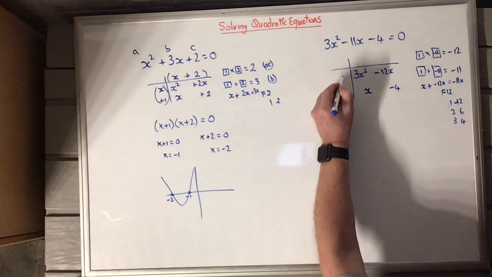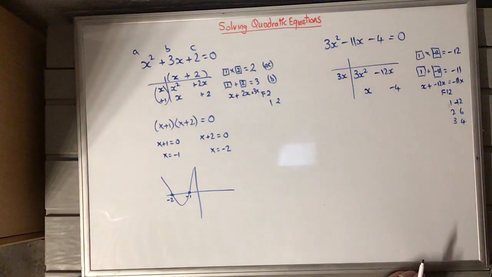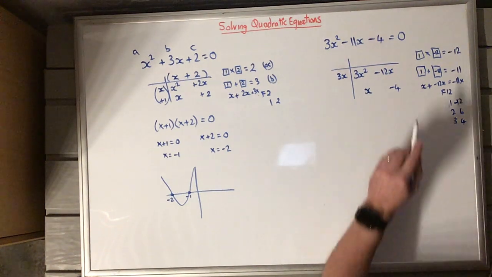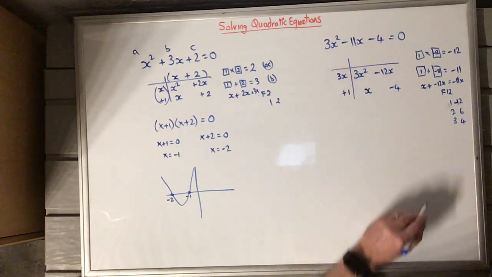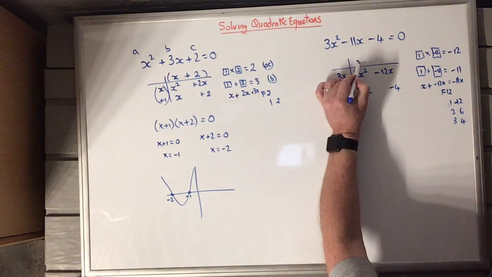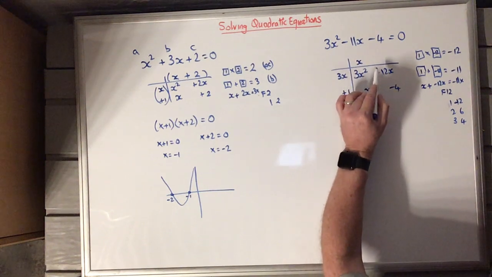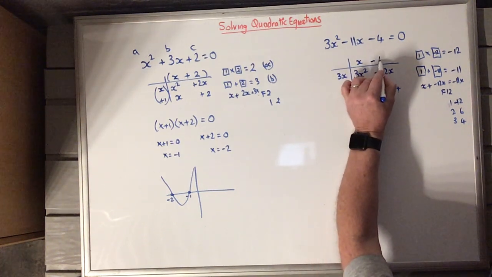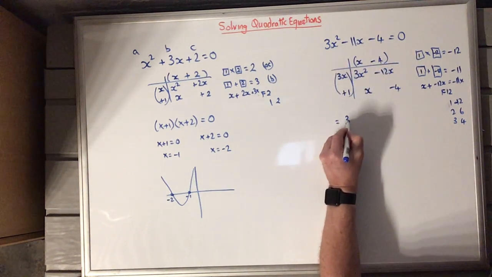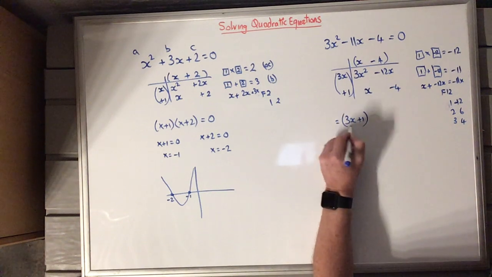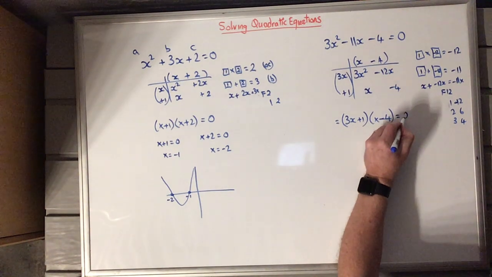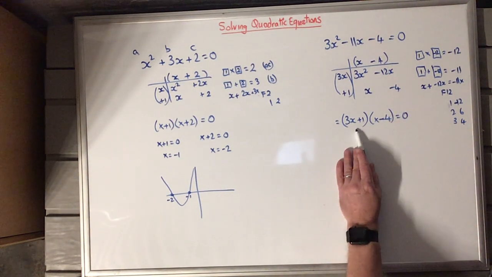So top bit, take a common factor out. Well, that's going to be 3x. And take a common factor of this one. Again, nothing seems to be common, so it must be a positive one. So something times that gives me 3x squared. That must be x. 3x times something must give me -12x, so that must be -4. So that's our two brackets. So we've factorised it into (3x + 1)(x - 4) = 0. So either that bracket is 0 or that bracket is 0.